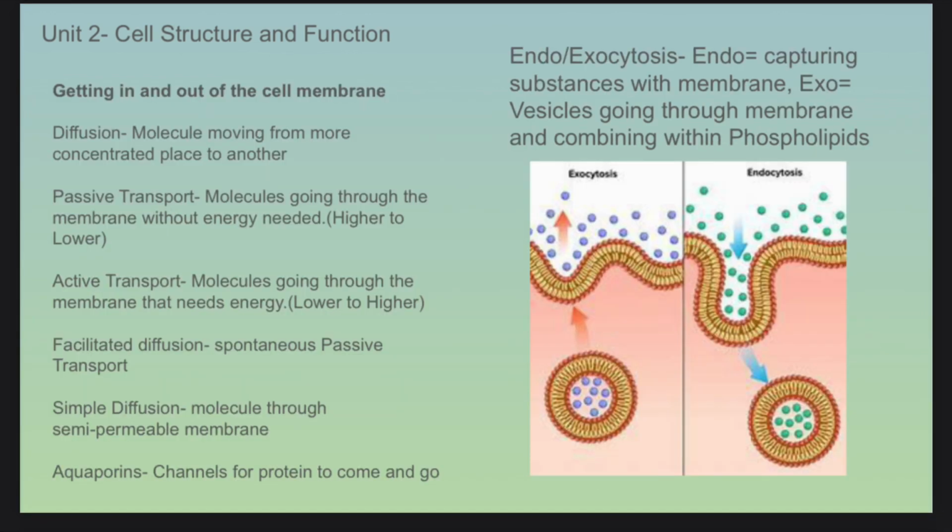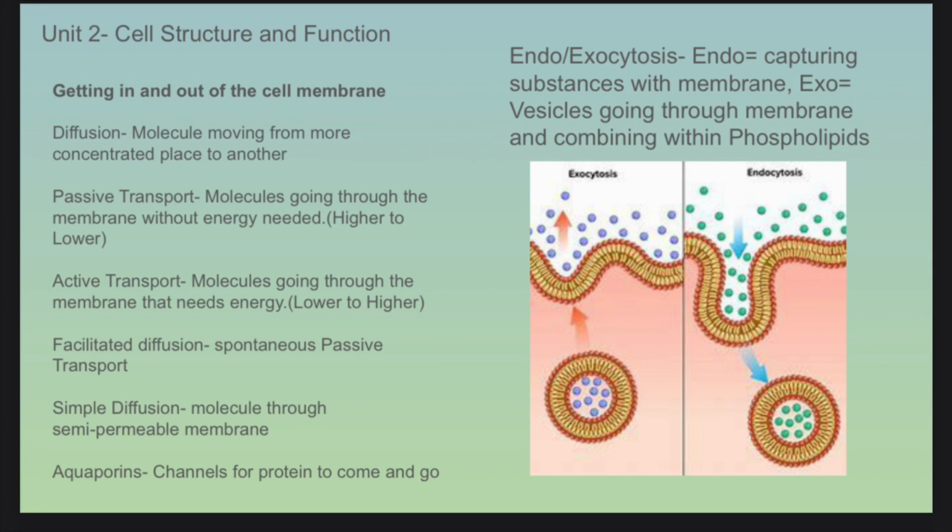Now, getting in and out of the cell membrane is a little bit more complicated, so let me explain that. So, diffusion from the previous slide. Diffusion is basically a molecule moving from one area to another. So basically, just a higher concentration moving to lower concentration, or vice versa. Passive transport is a molecule going through the membrane without any energy needed, basically higher to lower. Active transport is molecules going through the membrane that need energy, which is lower to higher. Facilitated diffusion is spontaneous passive transport, so just all at once.